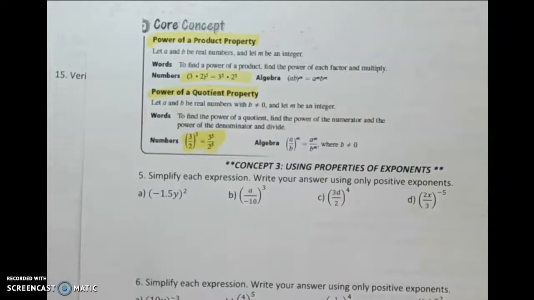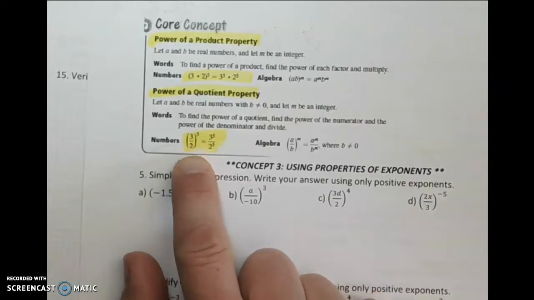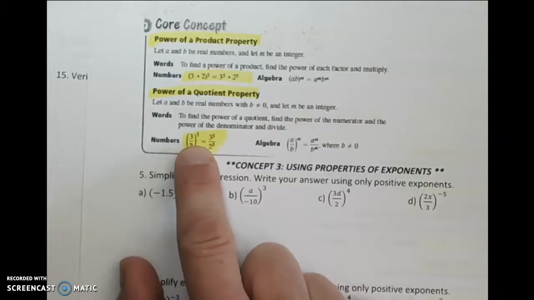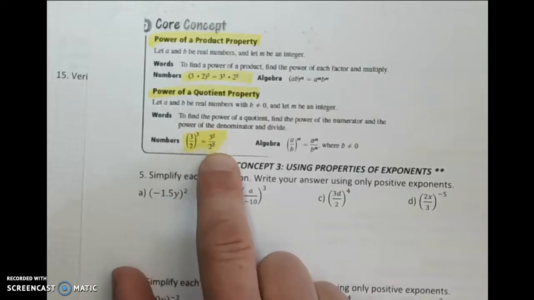And the power of a quotient property: to find the power of a quotient, find the power of the numerator and the power of the denominator and then divide. So we have 3 divided by 2 to the 5th power. Again, I could divide first, but if you can't, you distribute that power of 5 to both the numerator and denominator. So 3 divided by 2 to the 5th power is 3 to the 5th power divided by 2 to the 5th power.